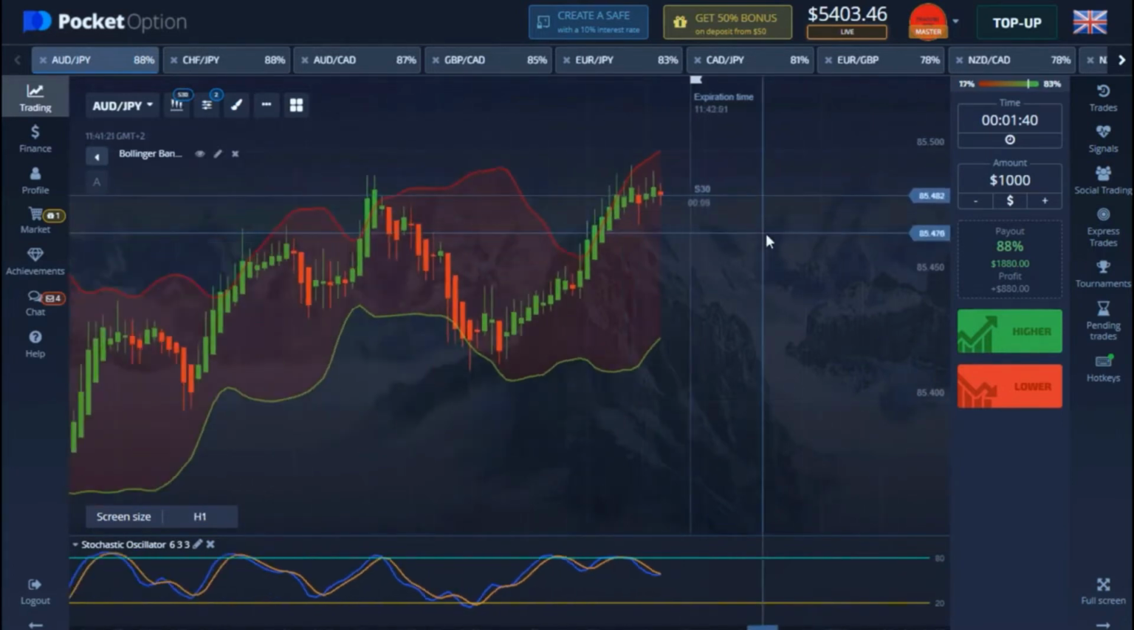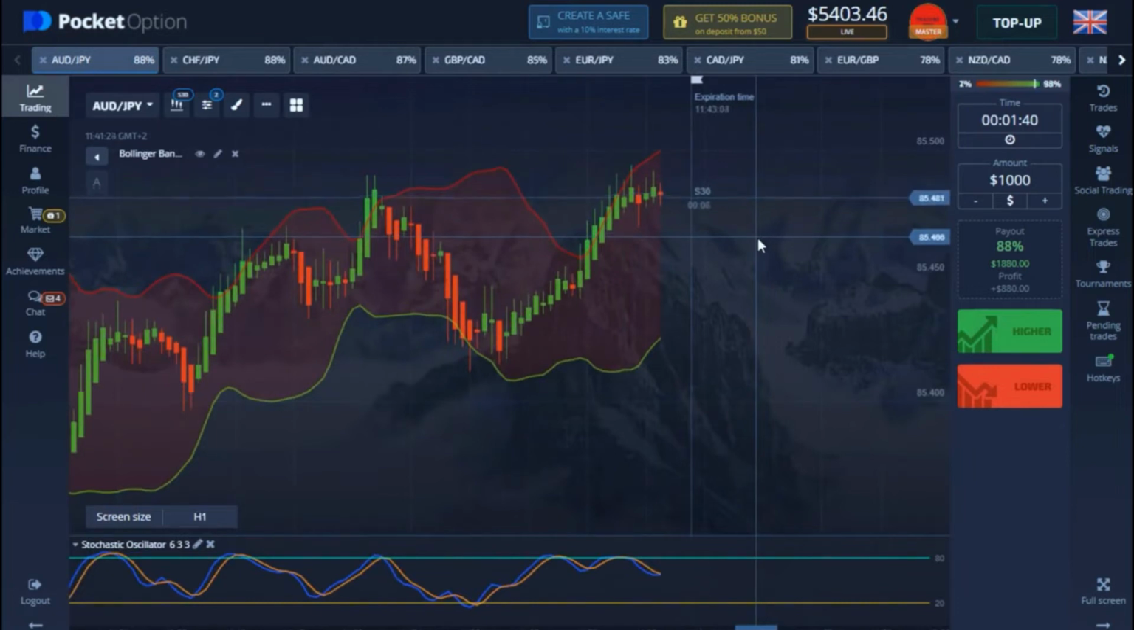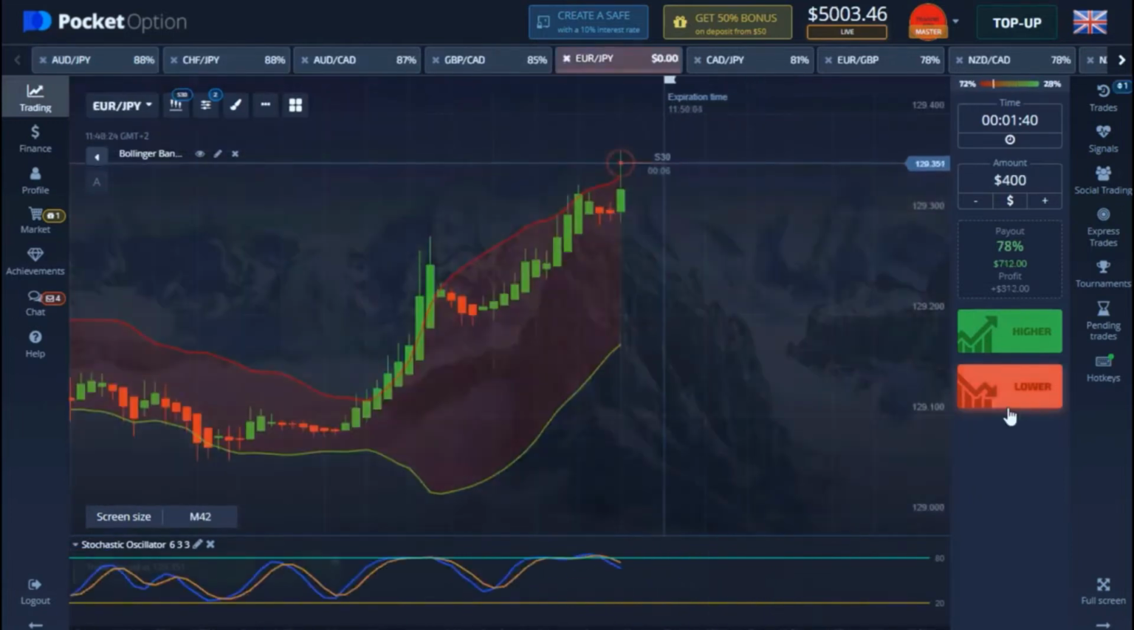So right now we're analyzing the market. When I get a good time, I'll come down and take a trade, and of course I'm going to explain what I see and the reason why I take that trade. Okay guys, a good one here, I actually placed a very good trade.